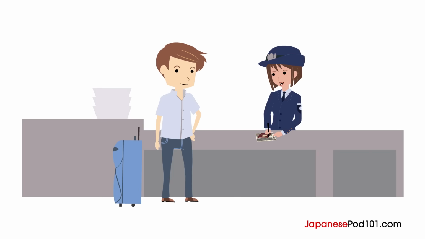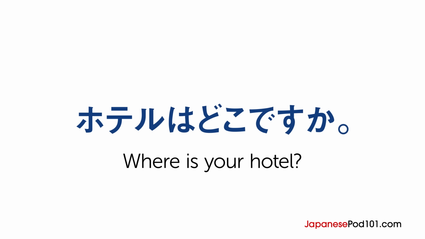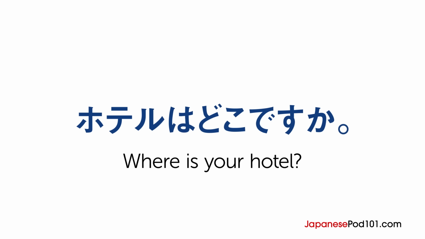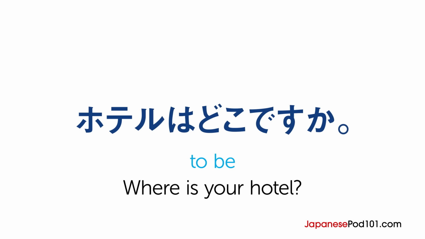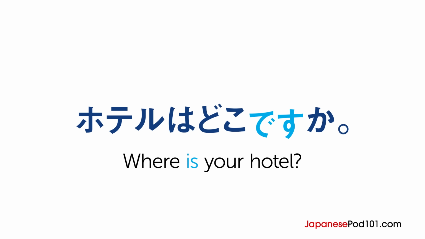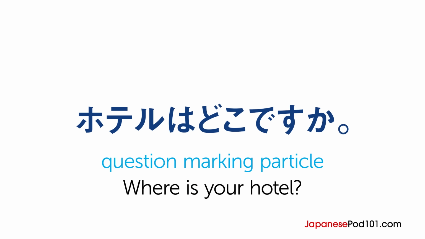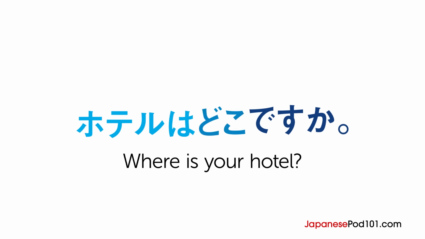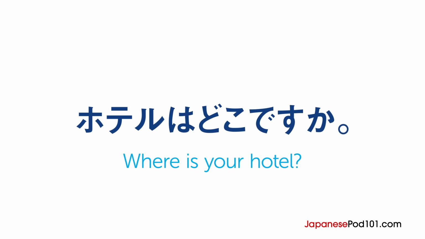Do you remember the second question the immigration officer asked Mark in the scene? ホテルはどこですか? First is the word for hotel. ホテル。 Next is the topic marking particle. は。 After this is the word for where. どこ。 Next is a linking verb, to be, which in this case means is. です。 Last is the question marking particle. か. Together, it's ホテルはどこですか? Where is your hotel?